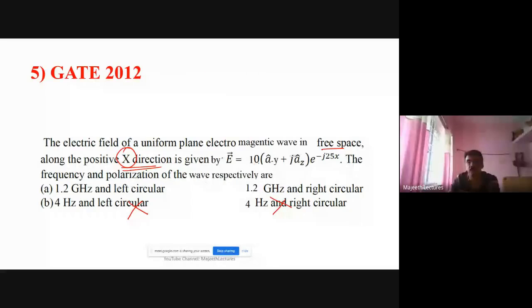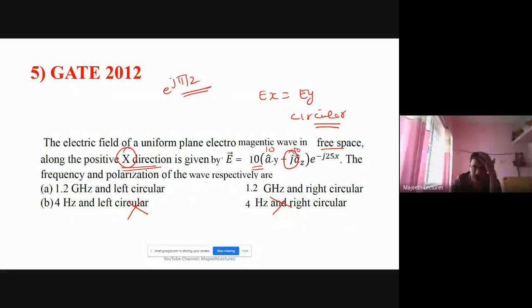Since both have the magnitude 10, Ex equal to Ey, so circular. But whether it is left circular or right circular, j, I told you, j means e power j pi by 2. Already I told. So when you multiply with this, it will increase the phase to phi plus pi by 2. Plus means left circular. So option A is the right answer.